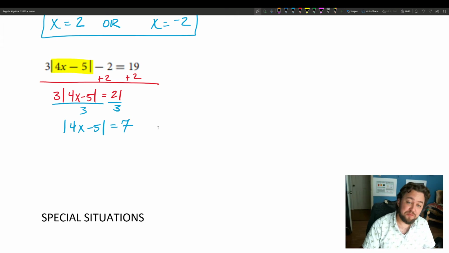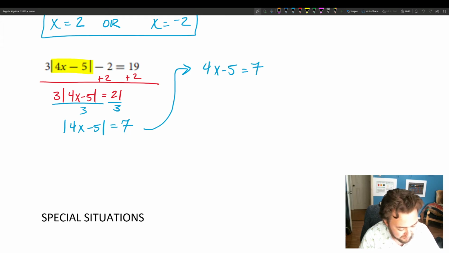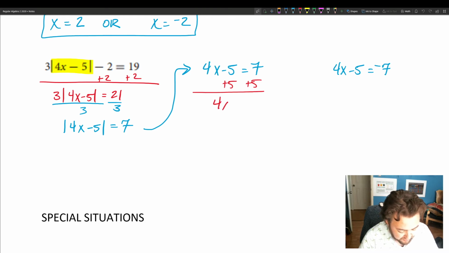Now that I've got that, I can finally break it up into those two pieces: 4x minus 5 equals 7 and 4x minus 5 equals negative 7. I'm going to do that off to the side just to give us some more room. So our first equation will be 4x minus 5 equals 7, and my second equation will be 4x minus 5 equals negative 7. Same process as before. For the first one, I'm going to add the 5 to both sides. We get that 4x equals 12.